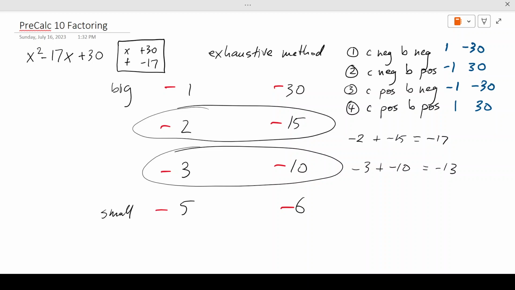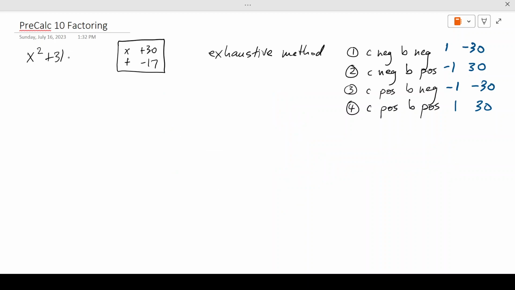Okay, let's do our last example here. The last one that I gave was x squared plus 31x plus 30. Okay, let me just clear this up here. Get rid of that over there. The question was x squared plus 31x plus 30. So I'm looking for two numbers that multiply to +30 and add to +31. That's really big. 31 is really big compared to 30.